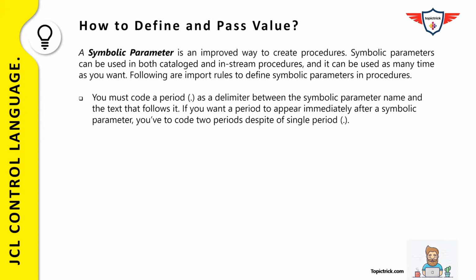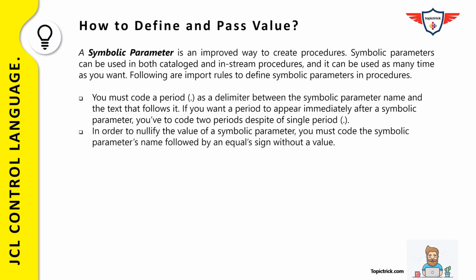To code a symbolic parameter in a procedure, you use a name that starts with an ampersand. The name can be any meaningful name you want, as long as it's not a keyword parameter on the EXEC statement. For example, &TIME or &REGION would not be a valid name because both are keyword parameters on an EXEC statement. But &CLASS and &SPACE are acceptable names.